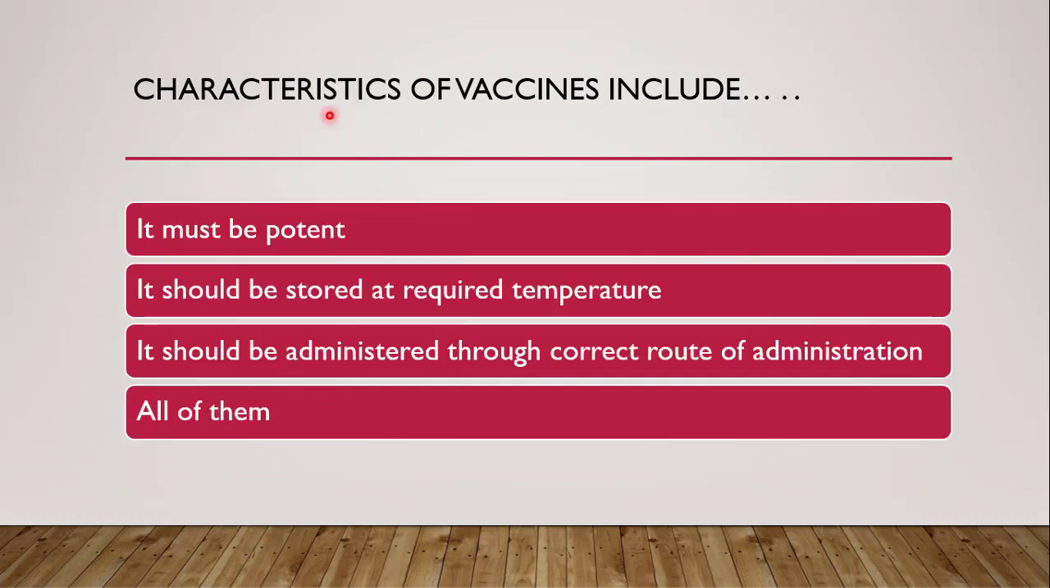The next question is, characteristics of vaccines include, now how should vaccines be? They should be potent, they must be stored at required temperature, they should be administered through the correct route of administration, or all of them? The correct answer is all of them. Yes, they should be potent. Then they should be stored at required temperature, cold temperature is the requirement, and they should be administered through the proper route only. For example, polio is administered through oral route, DPT is administered through intramuscular route, measles vaccine is administered through subcutaneous route, and the same way typhoid vaccine. So these are administration routes which are specific for the specific vaccine. Vaccine must be potent also, and it should be stored at cold temperature also.